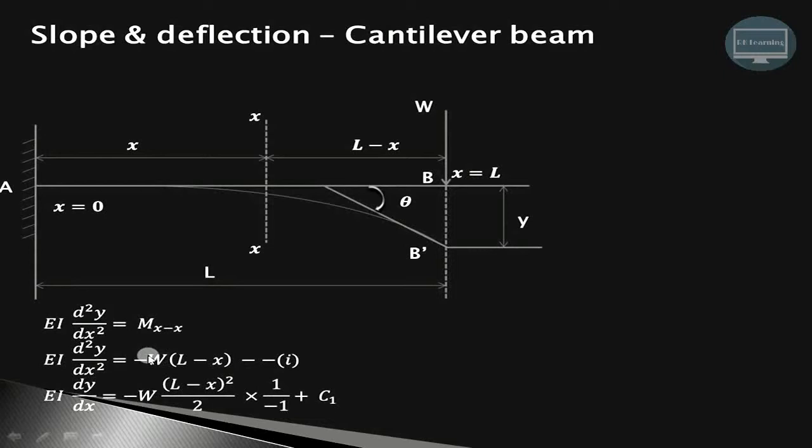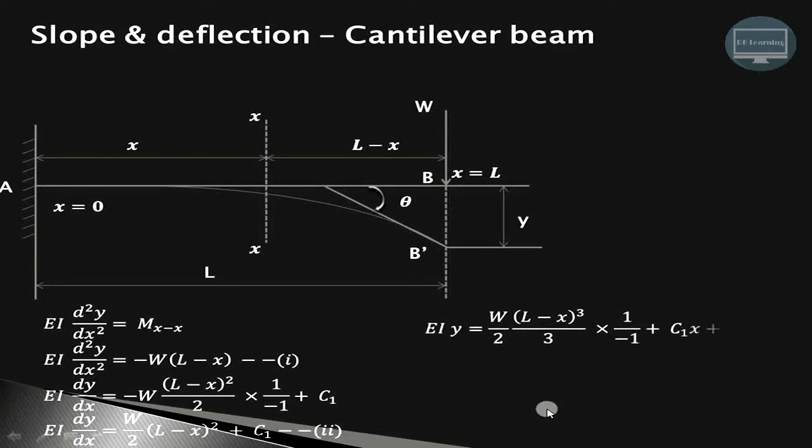Now integrate this equation with respect to x. So here it will be EI dy by dx is minus W as it is. Integration of L minus x is L minus x square divided by 2, and again divided by the coefficient of x. Coefficient of x is nothing but minus 1 over here, plus some constant of integration, that is c1. Now this minus and this minus sign will get cancelled. So we have W upon 2 into L minus x square plus c1 as our second equation.